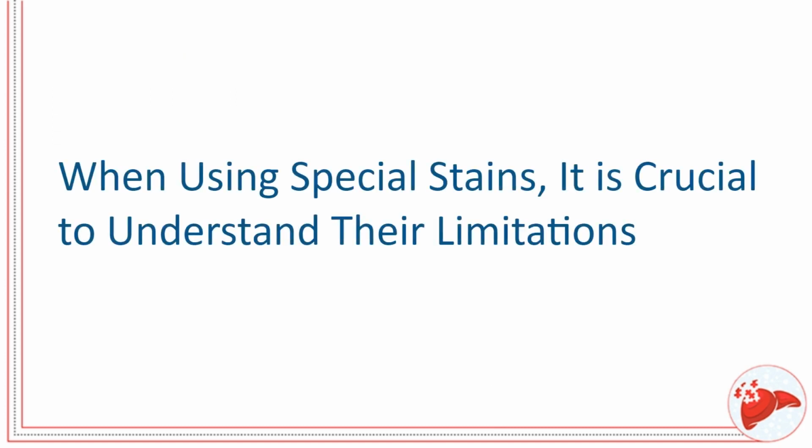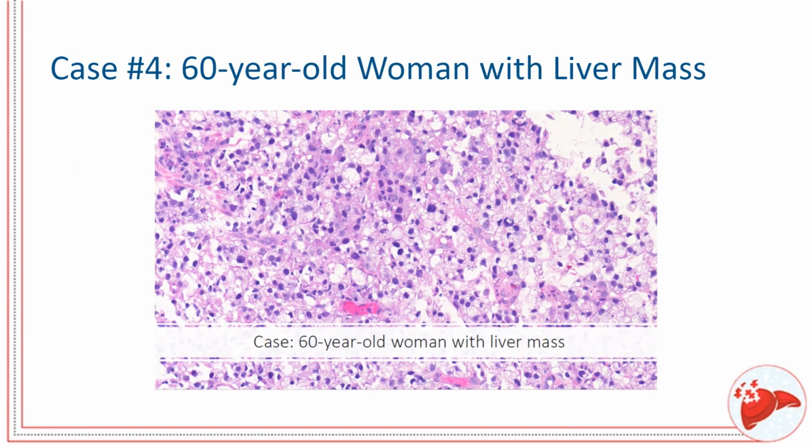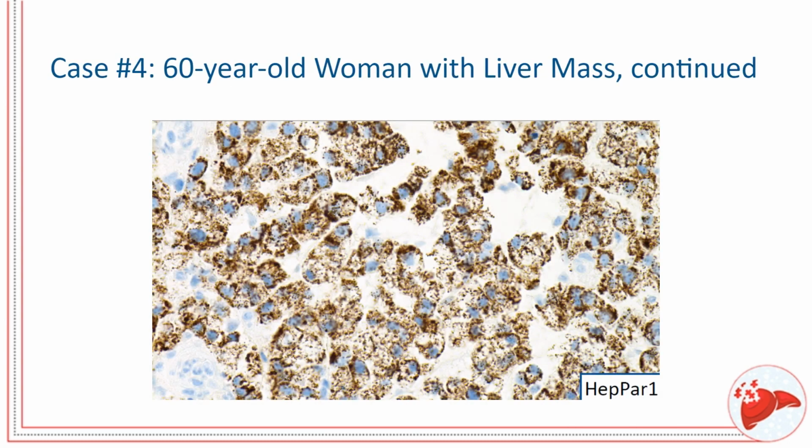I think I've convinced you to use special stains by now, and I think it's crucial to understand their limitations though. So here's a case of a 60-year-old woman with a liver mass sent as a hepatocellular carcinoma. I'm sure it has big pink neoplastic cells. There's some clear cells in the background. There's some anisonucleosis or nuclear size variation. So not morphologically terrible for hepatocellular carcinoma. And indeed, HepPar-1 was convincingly positive.